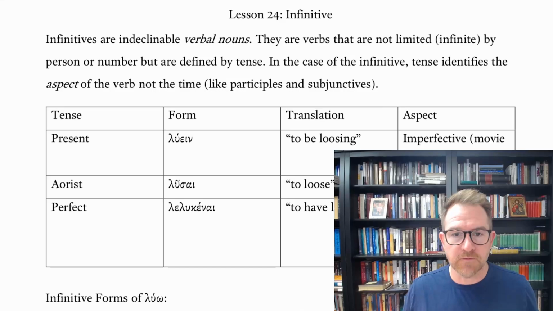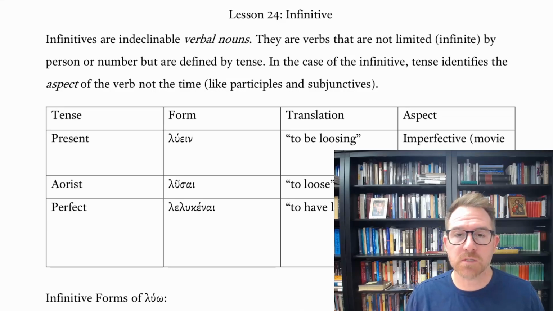So just as participles are verbal adjectives, meaning they have the features of verbs and adjectives, infinitives are verbal nouns, meaning they can function both like verbs and as nouns. So let's look at these infinitives. They are not limited by person or number, but are defined by tense. In the case of the infinitives, tense identifies the aspect of the verb, not the time.